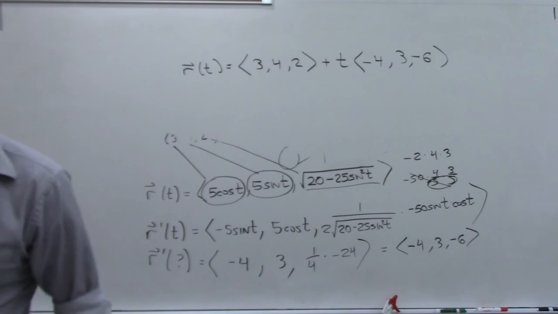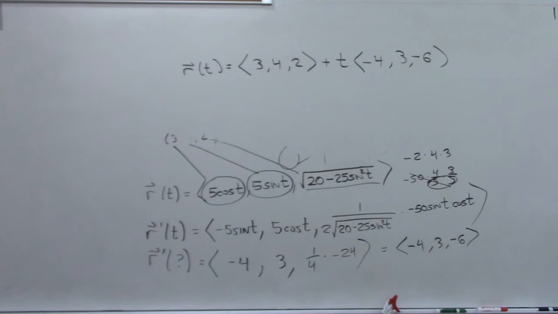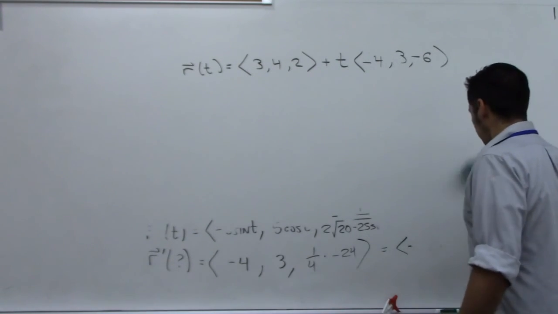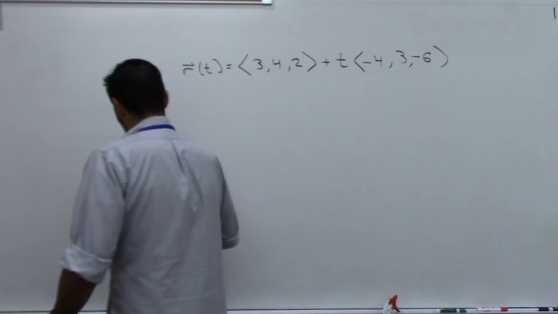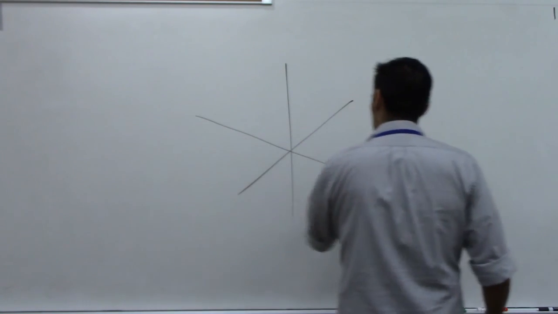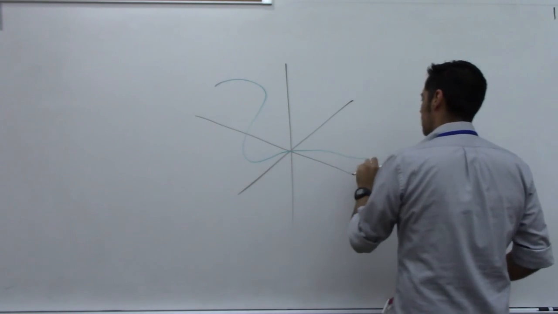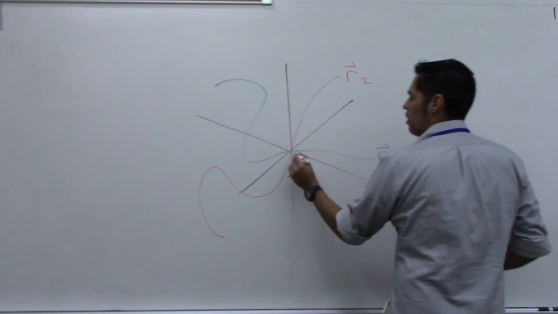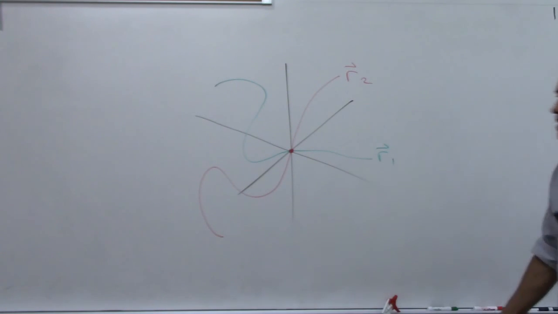All right, 55. Should be able to do 55. 57. Let me give you a hint on 57. You have two curves. They give you two curves, R1 and R2. They tell you they intersect at the origin. So you got some curve, you don't even know what it's doing, R1. You've got some other curve, you have no idea what it's doing, R2, but you know they hit at the origin, right? So what you're trying to find is their angle of intersection.